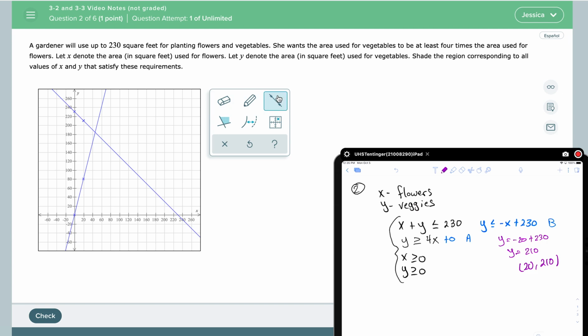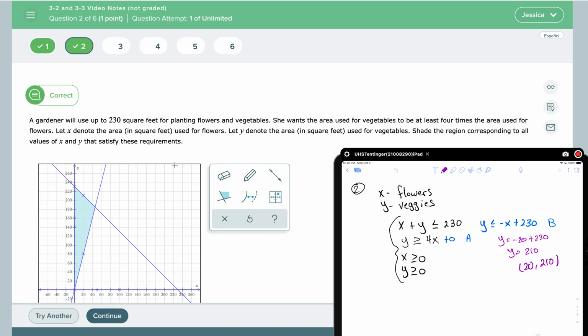And then I need to remember to put lines on both the x-axis and the y-axis. And again, that's just to make sure that my shading stays in the positive area. So we need to be below this line and then above this one. So my shading is going to be right here. All right, let's keep going.